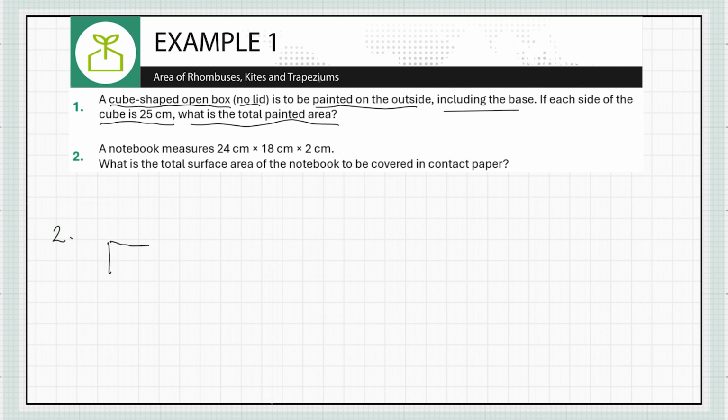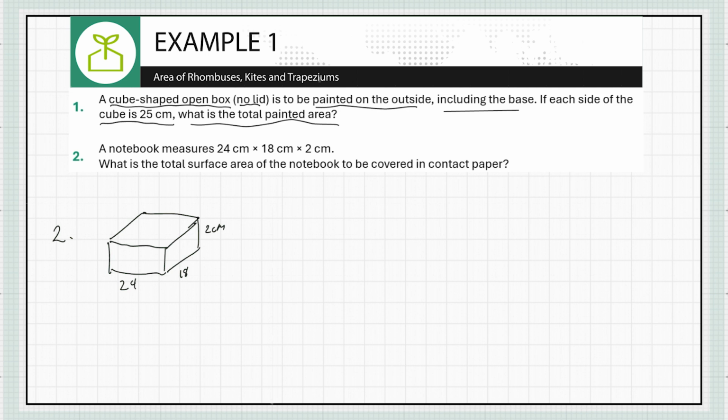Alright, for part 2, we have a notebook. Our notebook is just going to be an elongated rectangular prism. This is quite a thick notebook. It's 2 centimeters tall, 18 centimeters long, and 24 centimeters wide. Those are the dimensions of our notebook, and it's asking what is the total surface area of the notebook to be covered in contact paper.